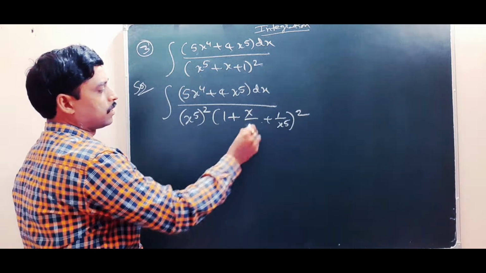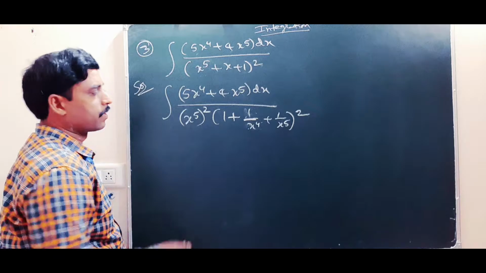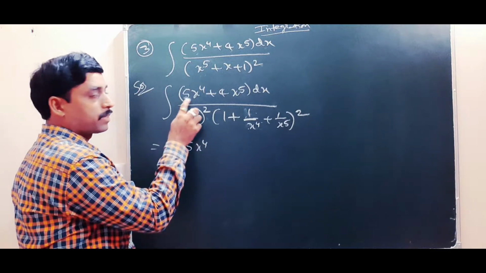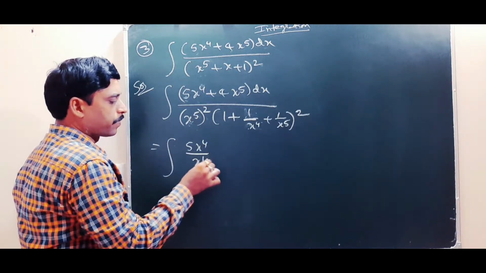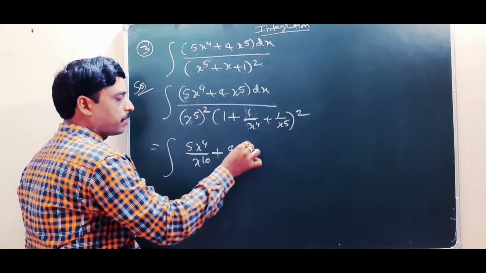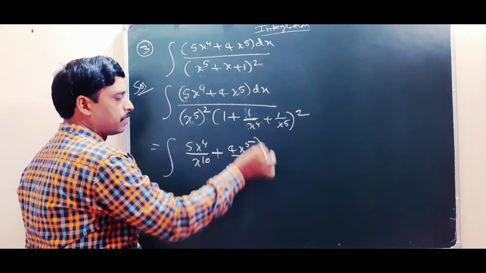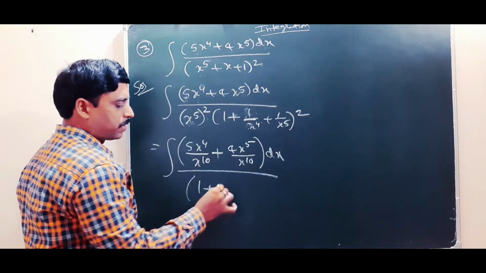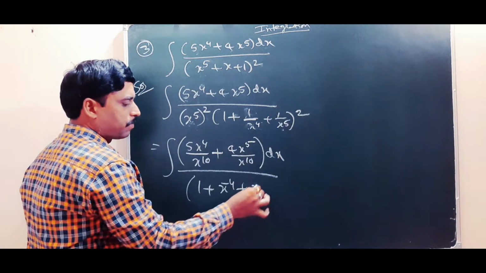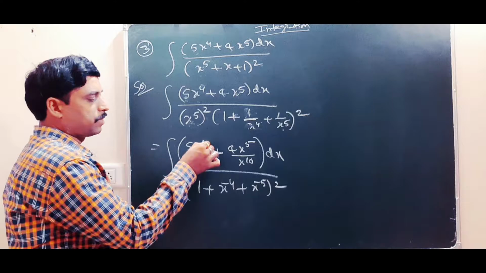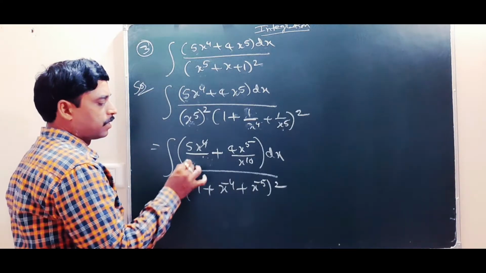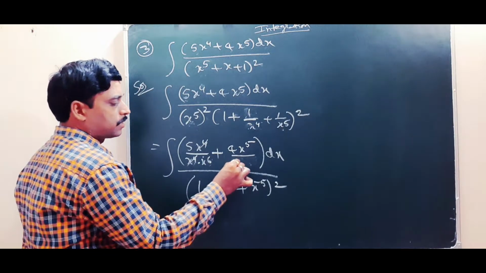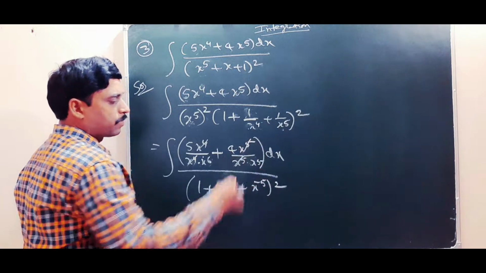The x gets cancelled. This is x^4, 1 by x^4. This is x^10. It will be (5x^4 by x^10 + 4x^5 by x^10) dx upon (1 + 1/x^4 is nothing but x^-4, this is x^-5) whole square. Okay, x^4 gets cancelled. This is x^4 into x^6, right? x^4 gets cancelled. x^10 can be written as x^5 into x^5. x^5 gets cancelled.